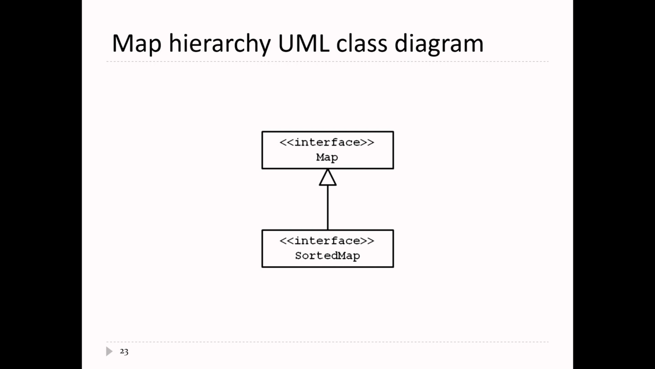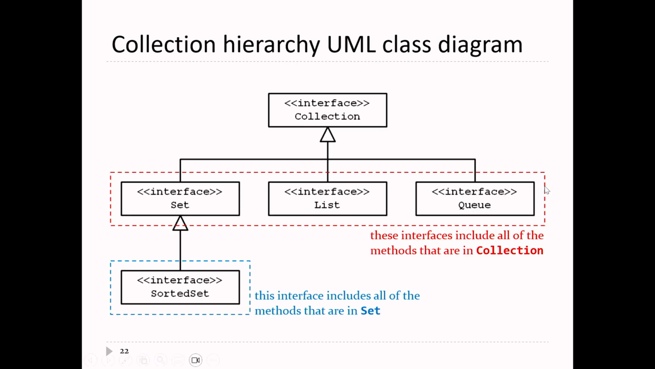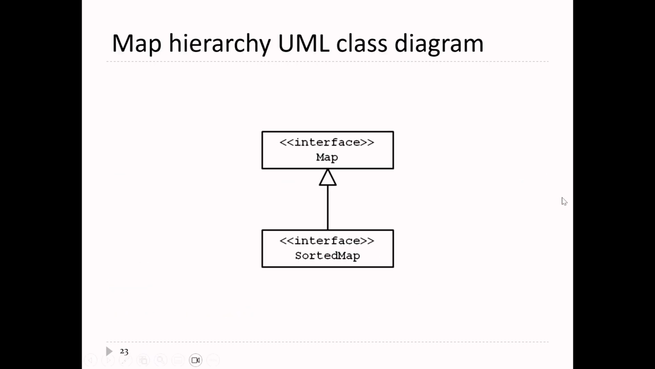Maps are different. You might ask yourself, wait, this is the collection framework, where are the maps? The maps are separate. They have their own interface. All maps are described by the map interface. And there's a sorted map interface just like there's a sorted set interface. Tree map provides the sorted map interface. Hash map just provides the plain old map interface.